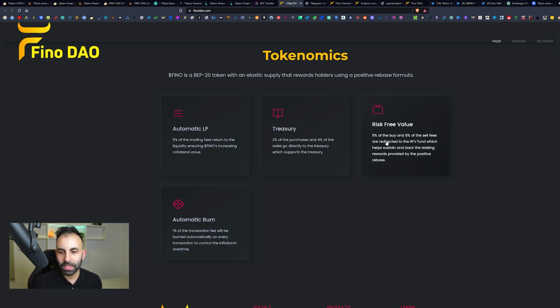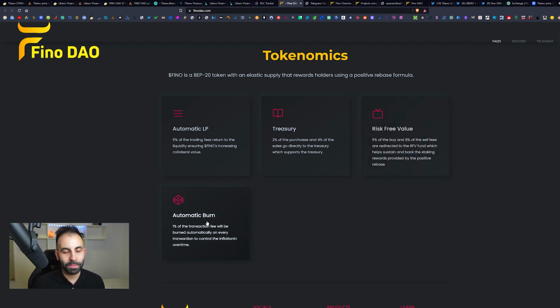5% of the buy and 8% of the sell fees are redirected to the RFV fund, which helps sustain and back the staking rewards provided by the positive rebase. Automatic burn. 1% of the transaction fee will be burned automatically on every transaction to control the inflation over time.